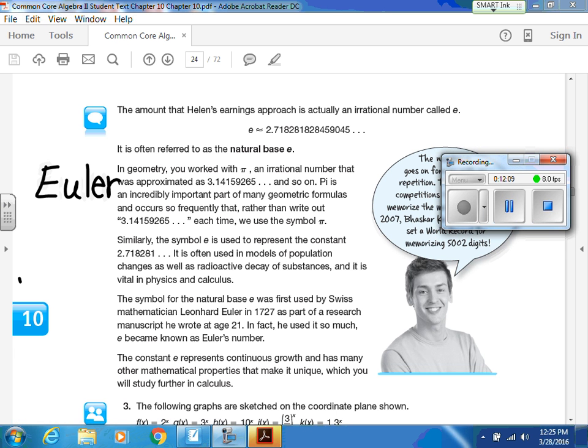Some people think he chose E to stand for exponential. Some people think he chose E because of his name. I think his name. If I invented a number, it'd be Harper. Okay? I'm just saying. That would be the number.